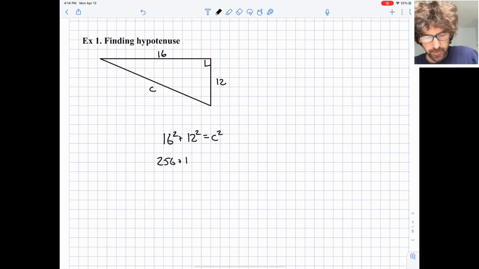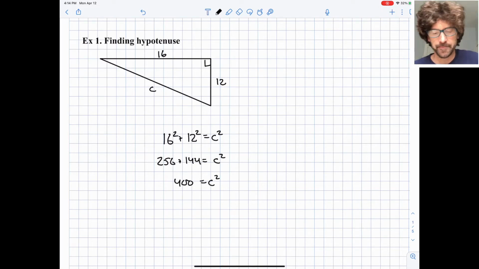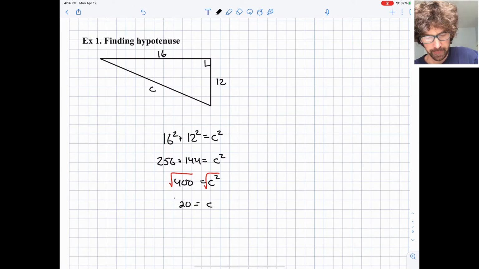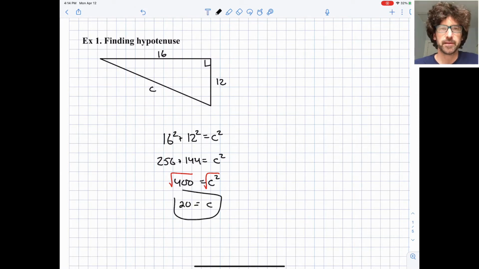256 plus 144 is c squared, meaning that 400 is equal to c squared. Okay, so the square of the hypotenuse is equal to 400. We'll solve for c by square rooting both sides, and we're going to get c is equal to 20. Okay, so that would be the length of the hypotenuse for that triangle, 20 units.